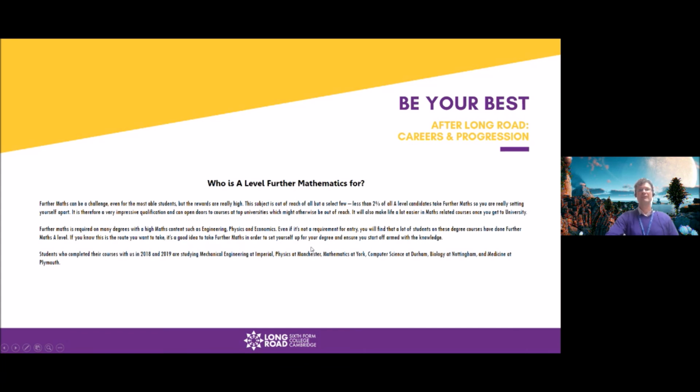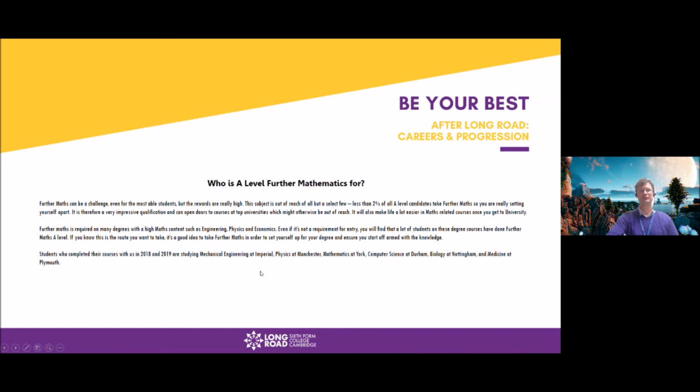So you can see there at the bottom some examples of where our students went last year. So we had an A-star student who went off to do mechanical engineering at Imperial. We had an A-grade student that went off to do physics at Manchester. Some other students went off to do maths at York, computer science at Durham, biology at Nottingham, and medicine at Plymouth as well.